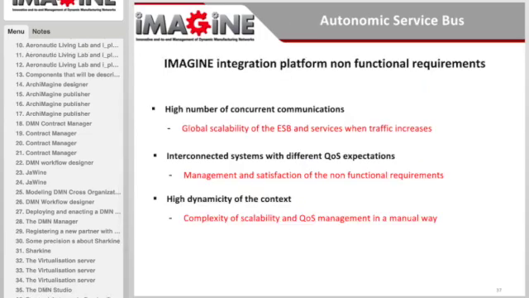The Autonomic Service Bus allows to address the Imagine integration platform non-functional requirements, in particular, the high number of concurrent communications, which relates to global scalability of the ESB and services when traffic increases. The interconnected systems with different quality of service expectations, in relation to the management and satisfaction of the non-functional requirements. And the high dynamicity of the context, related to the complexity of scalability and quality of service management in a manual way.